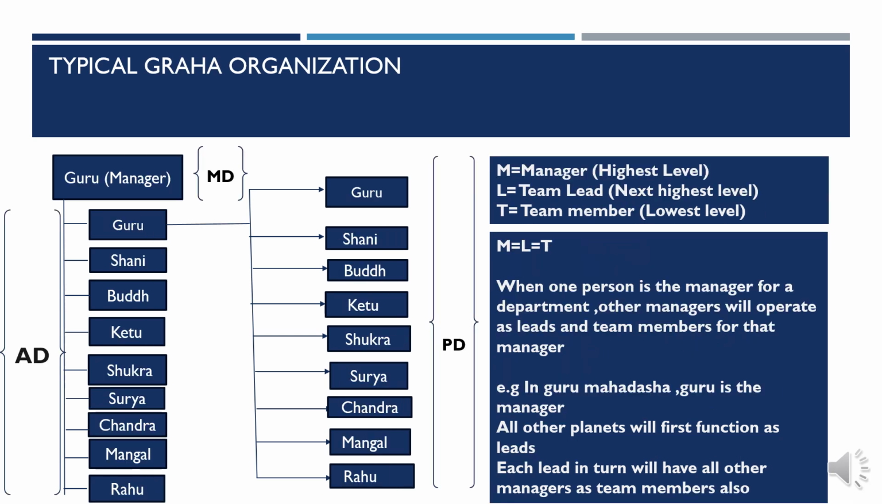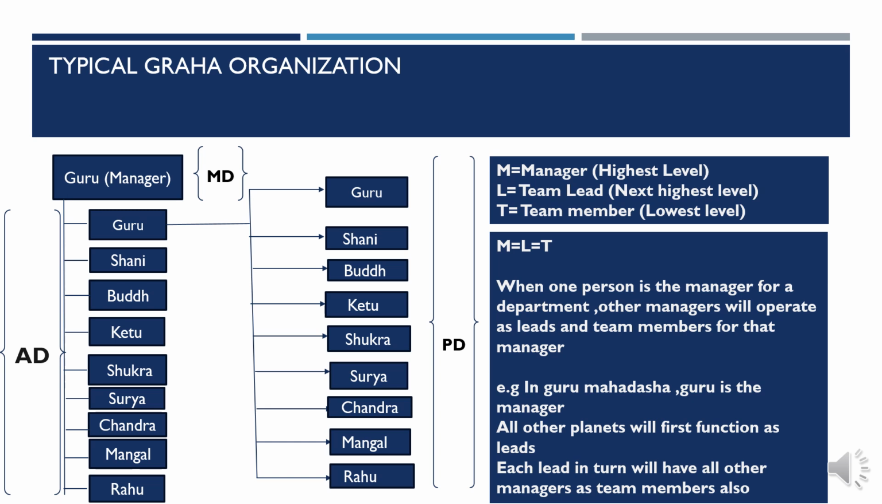Now let us consider the grahas as the managers, leads and team members. Let us say Guru Mahadasha is going on for a person. The Guru Mahadasha is for 16 years. Now under Guru you will have different leads. All the other planets become the leads in this case. That is, Guru himself first becomes the lead. Then you have Shani, Budh, Ketu, Shukra, Surya, Chandra, Mangal, Rahu. So each of these will have a certain controlling influence during the entire Mahadasha.